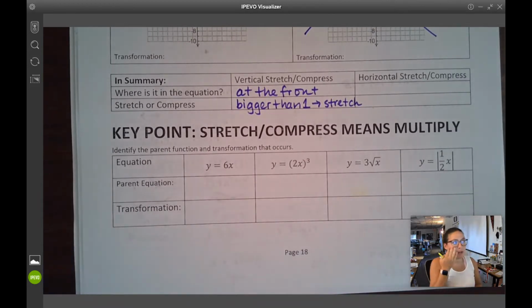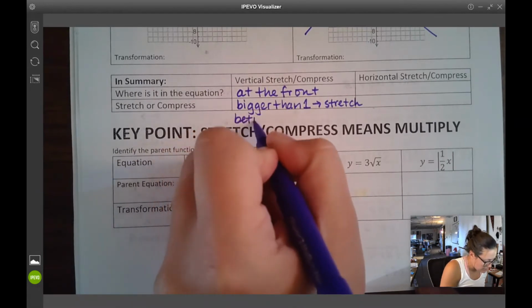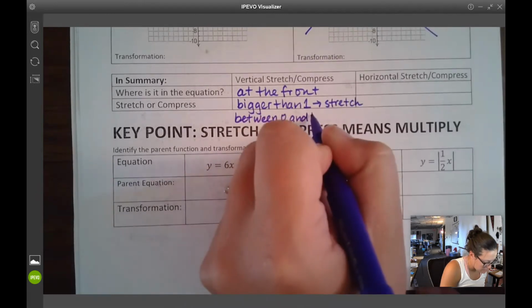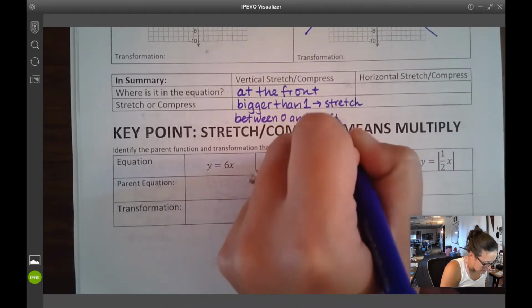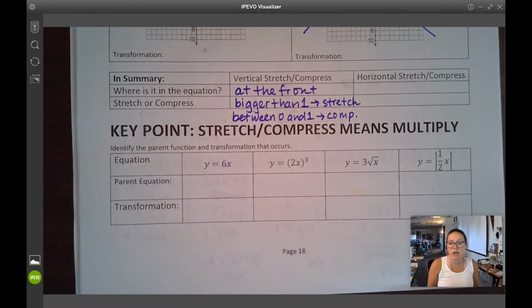So if I'm multiplying by like 3 or 5 or 10, that's going to make it bigger. It's going to get bigger faster. If it's between 0 and 1, then it's a compression. And I'm just going to shorten it to COMP for compression.